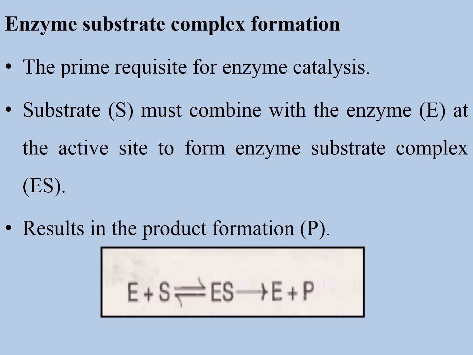First of all, enzyme substrate complex formation. The prime requisite for enzyme catalysis is a substrate and an enzyme. The substrate must combine with the enzyme at the active site to form the enzyme substrate complex. This results in product formation, that is, the enzyme reacts with the substrate to form the enzyme substrate complex and it cleaves to form enzyme and the product.